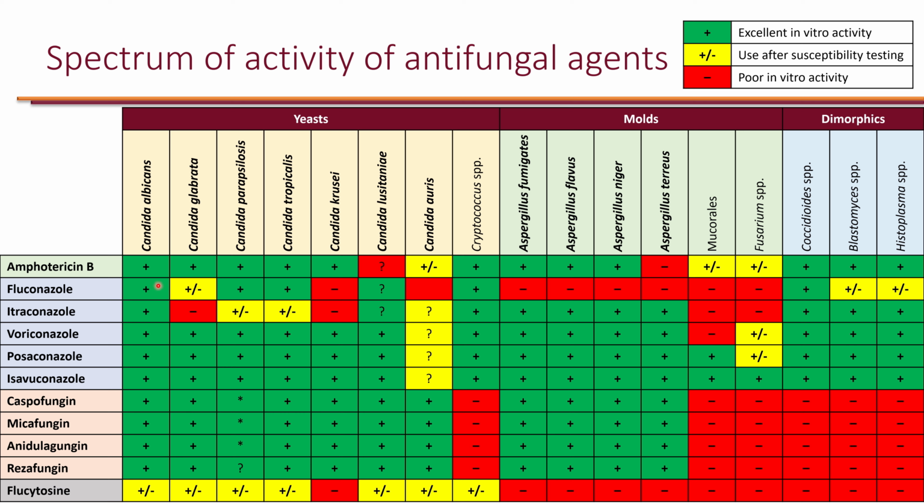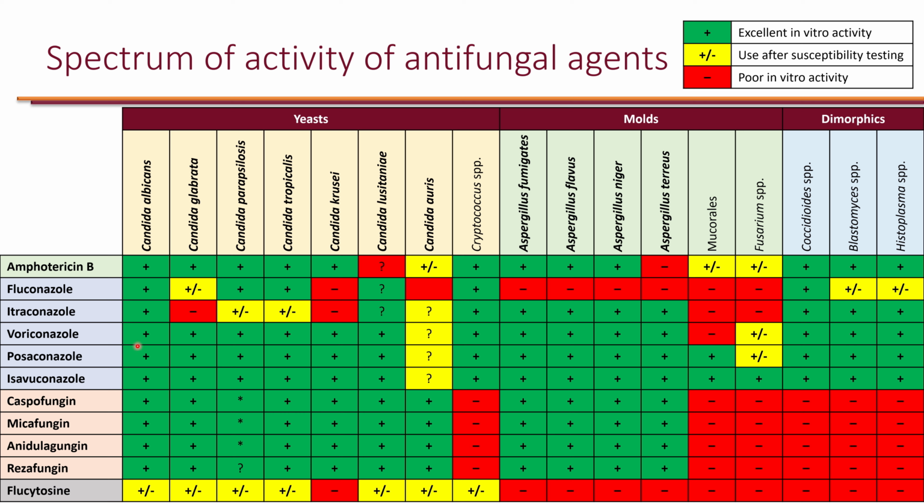Now, itraconazole has pretty much good activity against albicans, but is not active against glabrata, and has somewhat of an activity against parapsilosis and tropicalis, but susceptibility is needed. Also not active against krusei, and of course for Candida auris, you just need susceptibility results. Now, when it comes to voriconazole, this is when you get broad spectrum. Pretty much voriconazole has good activity across all yeasts, with the exception of auris that may or may not be susceptible.